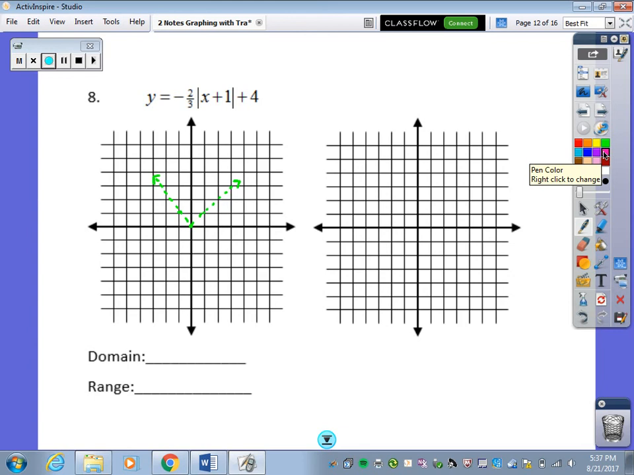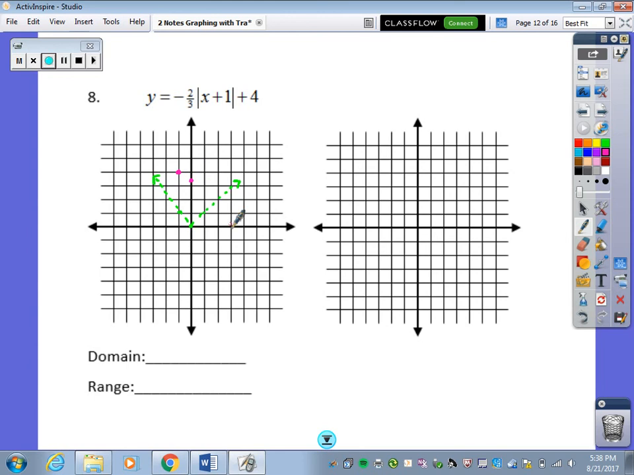So let's start with point 0, 0. We need to multiply all the y's by negative 2/3. So 0 times negative 2/3 is 0. And now we have to move this to the left 1 and up 4. And we're left with a point right there. Now let's look at this point right here, 1, 1. 1 times negative 2/3 is negative 2/3, about there, roughly. Move to the left 1, up 4, 1, 2, 3, 4. We're going to get something that looks about there.